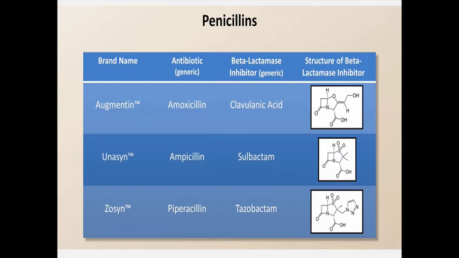So we talked a little bit about these penicillin rejuvenators, right? On that slide, we saw in the beginning clavulanic acid, sulbactam, and tazobactam. Basically, these agents are the beta-lactamase inhibitors, and they're going to be compounded with a penicillin. The addition of these inhibitors is going to rejuvenate these penicillins, making them more effective.